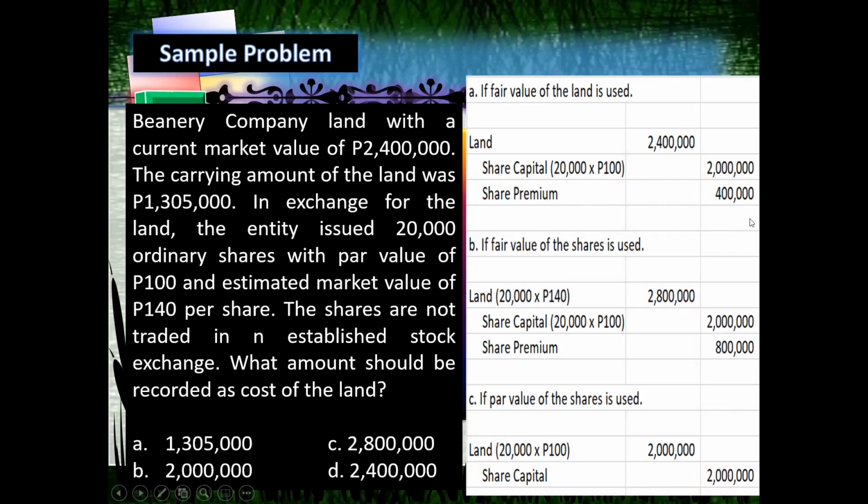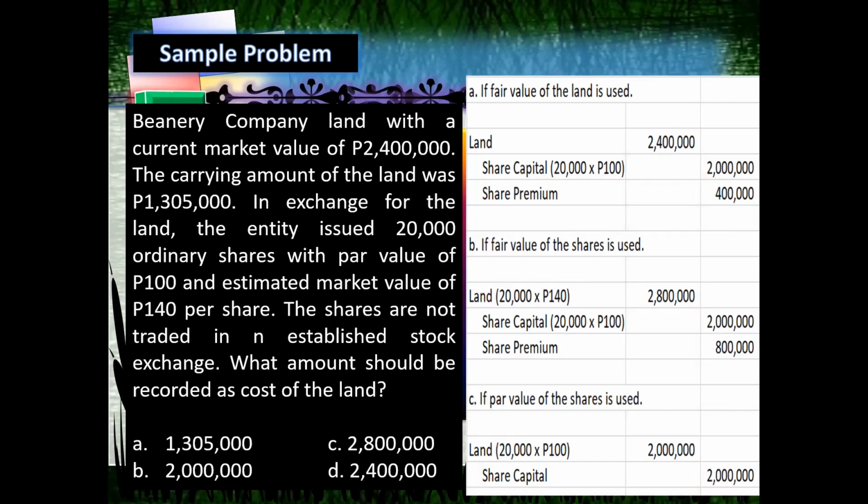Now, pag hindi naman available ang fair value ng assets, no, na na-receive natin, let us try to consider the fair value of the shares issued. In this case, the market value of the share is 140 pesos daw. No, yun yung ating pagbabasehan. So, your land will be valued at 20,000 shares times 140, say of 2.8 million. So, share capital is credited at par. So, that's 20,000 times 100. So, a total of 2 million. And then we have the share premium of 800,000.